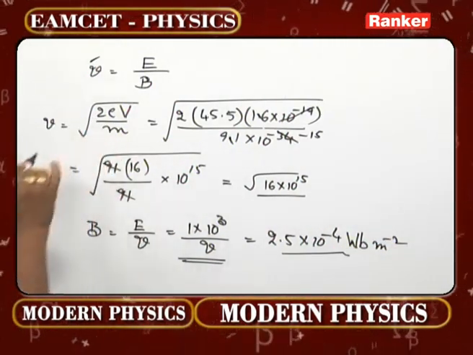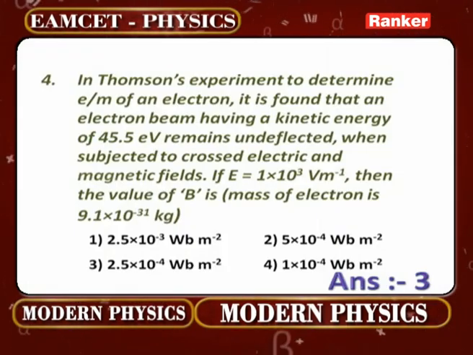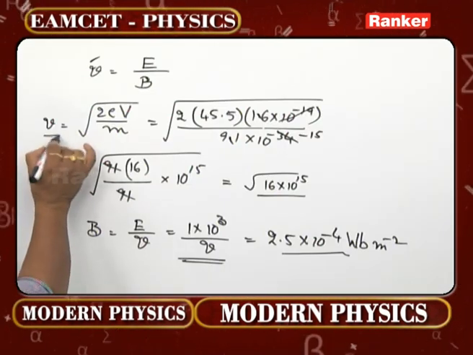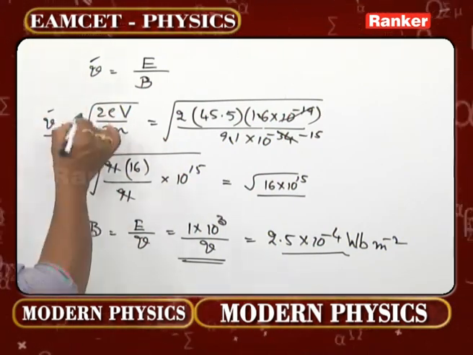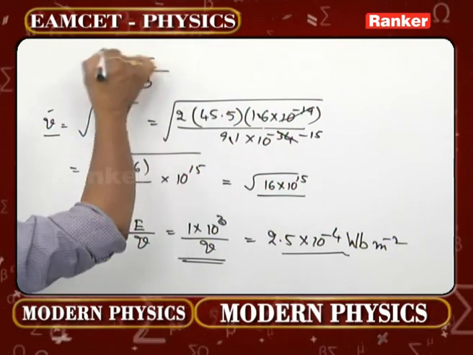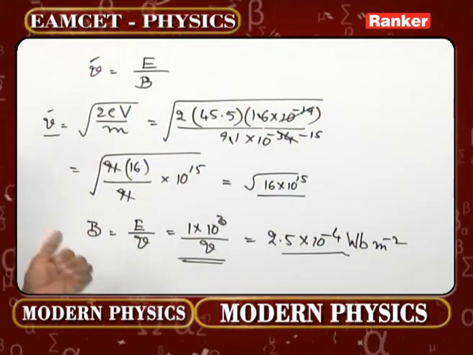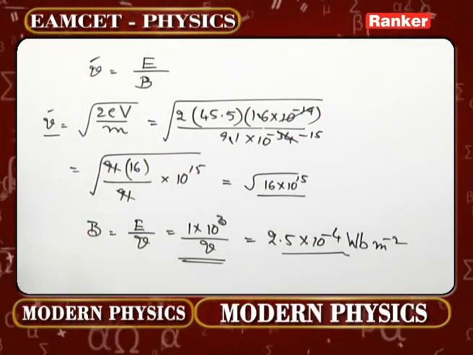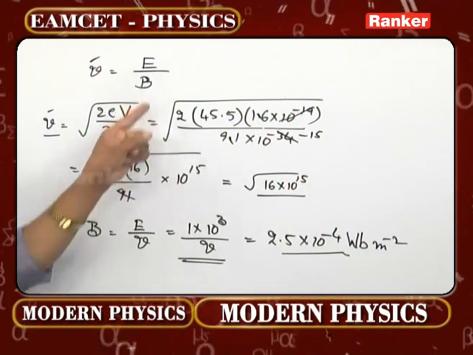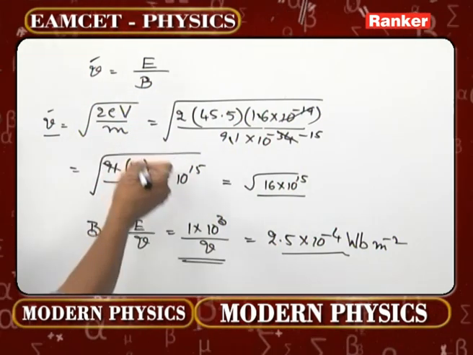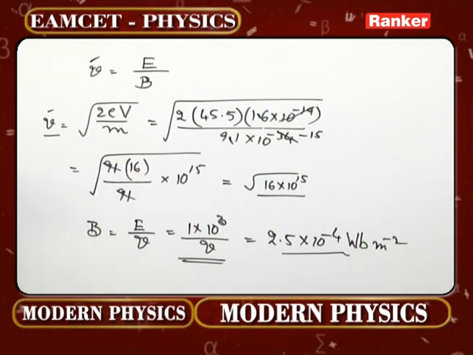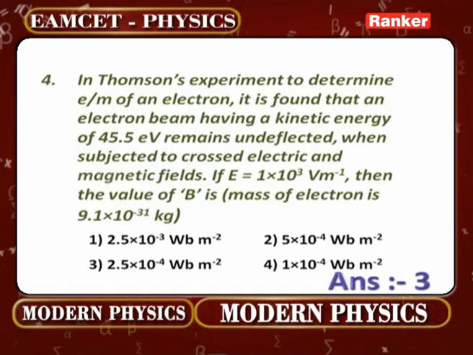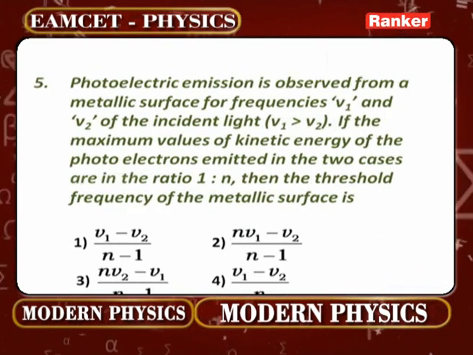So one thing you should understand here, it is 2 EV by M under root is the formula for velocity. First formula what we are applying is that, and velocity must be equal to E by B for the undeviation of an electron from its original path. So based on these two, you can simplify the value whatever is required, that is the magnetic induction field required over here. Look at the next problem, problem number 5 this time.